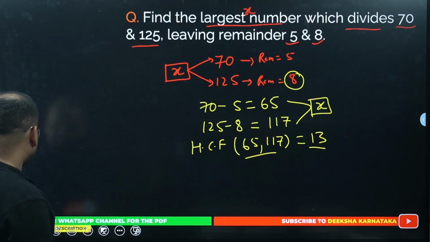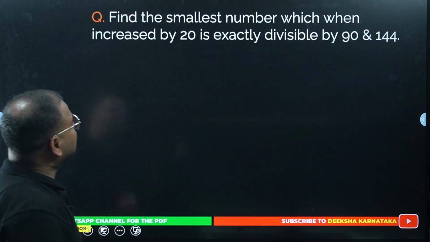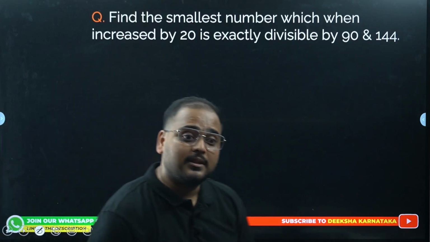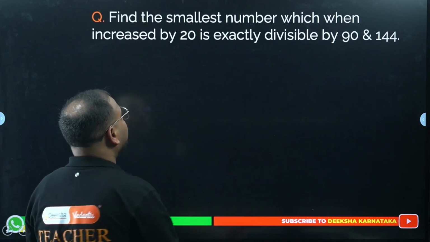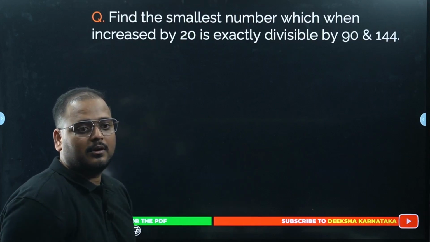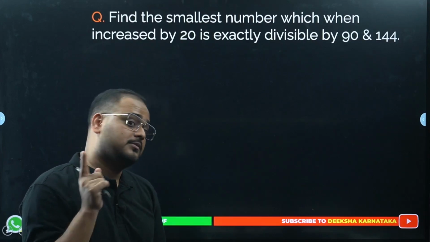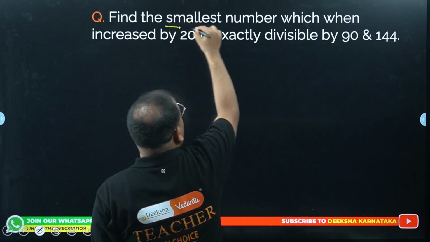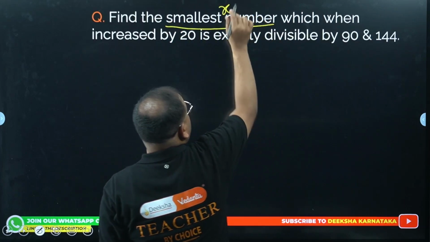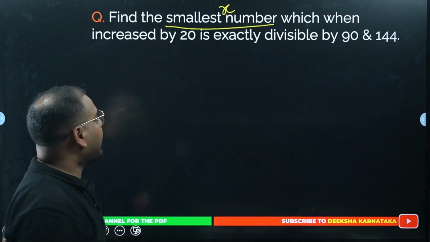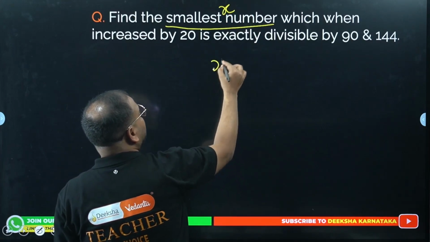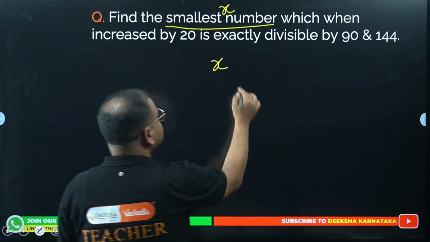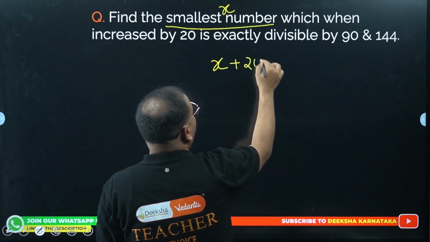That's your answer. Chaliye. Next, find the smallest number which when increased by 20 becomes divisible. Means there is a number. What number? Again, we will not use the variable to solve, just to understand the problem statement. So the smallest number, let that be x. So there is some number which is the smallest. Okay. When increased by 20, it means very simple: add 20.